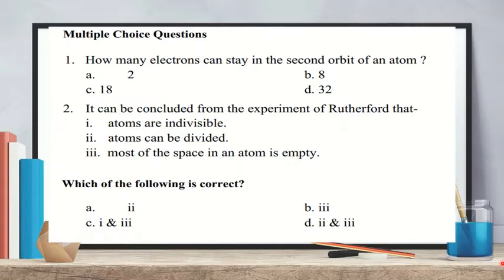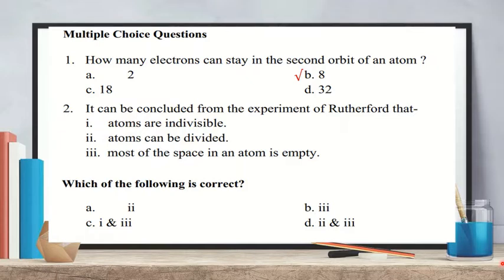Dear students, you know this. The maximum capacity of an orbit can be calculated by using the 2n square formula, where n is the shell number. Here, the maximum electron holding capacity of the second orbit should be calculated. So n equals 2, therefore 2n square equals 8. So, the answer will be 8. It is option B.